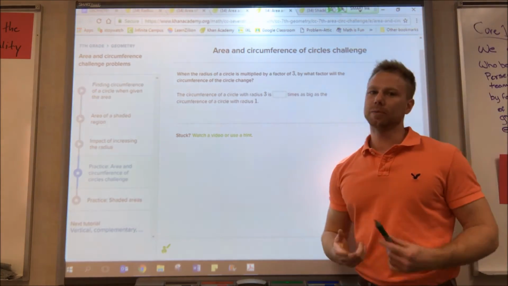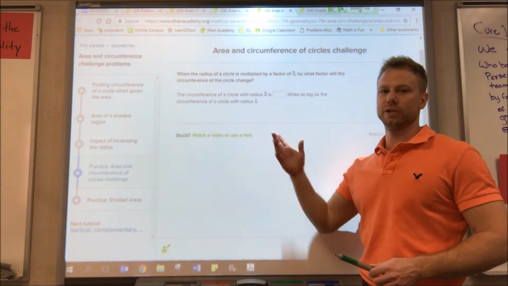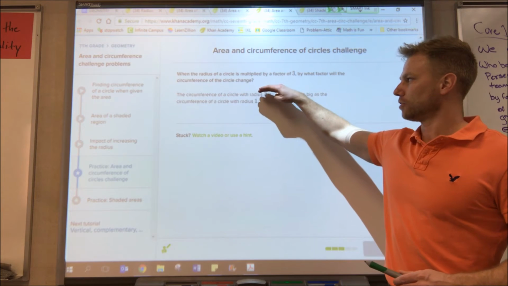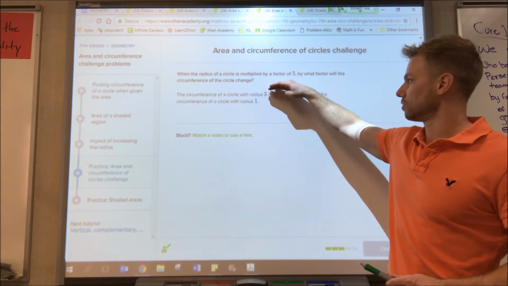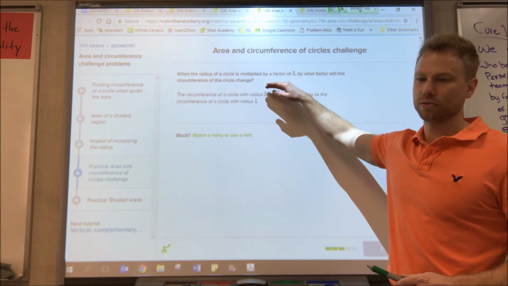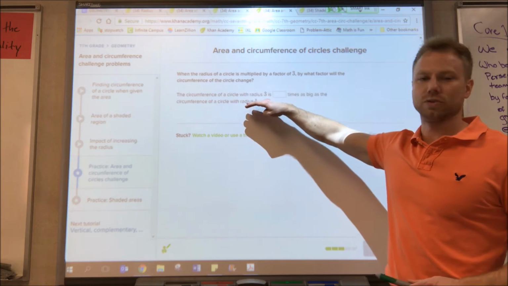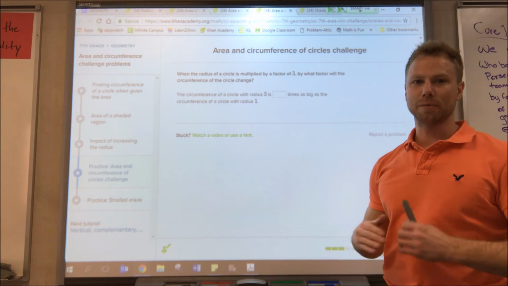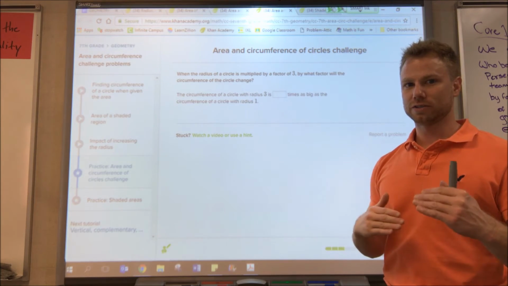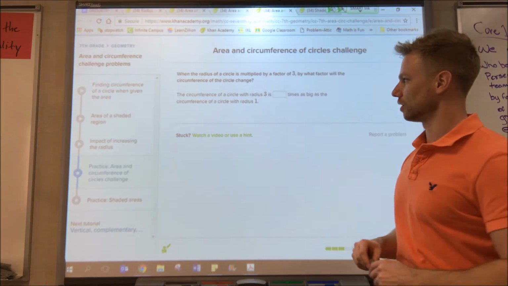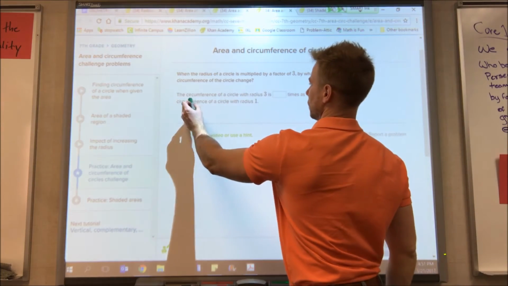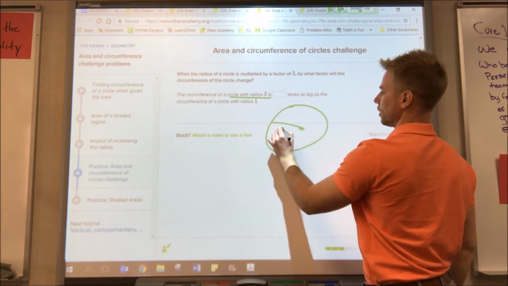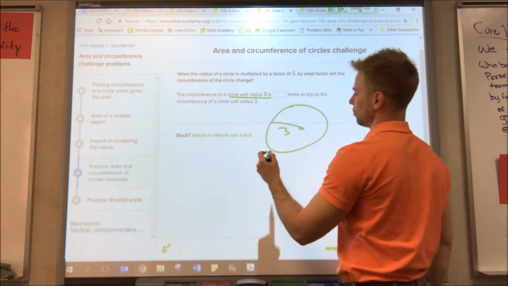Okay? A couple different ways to do this, but especially when you're first starting out, just find the circumference of both circles, the circumference of the circle with a radius of 3, the circumference of the circle with a radius of 1, and then you can see how much bigger the second one is versus the first one. Okay, so let's try it. So we have a circle with a radius of 3. Let's just draw that quick. Radius of 3. We need to find the circumference.